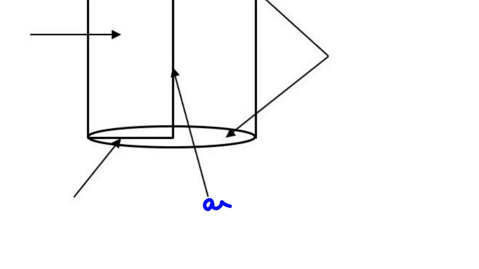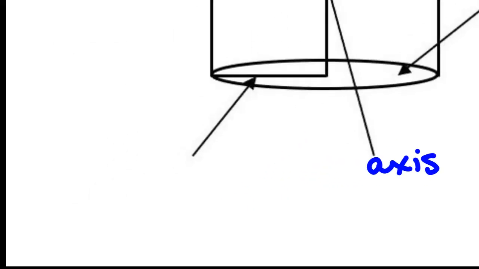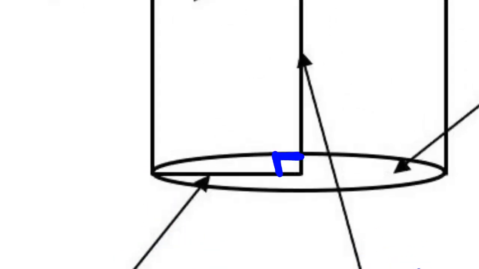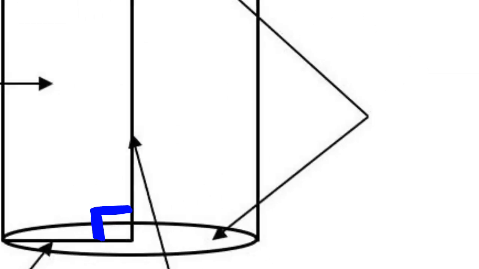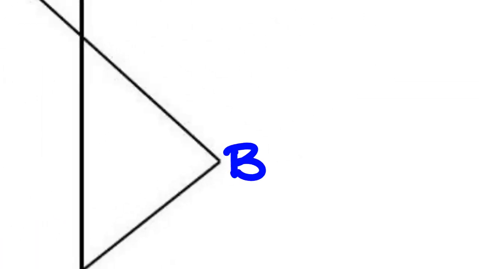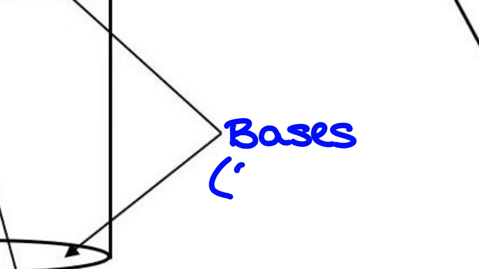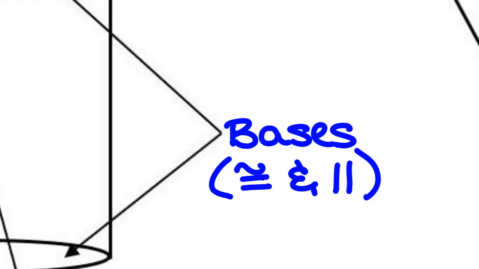So this long segment that goes top to bottom would be the axis. And going from the center to the edge would be the radius. In a right cylinder, that makes a right angle right there. So we have a right angle between the radius and the axis. On the top and the bottom, we have our bases, which are congruent and parallel.